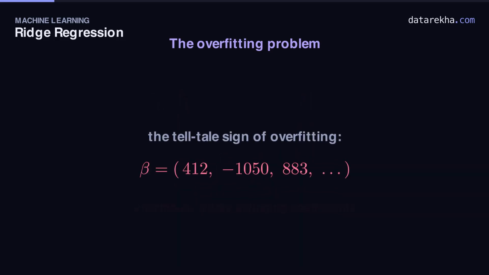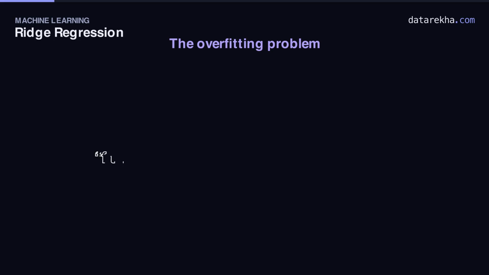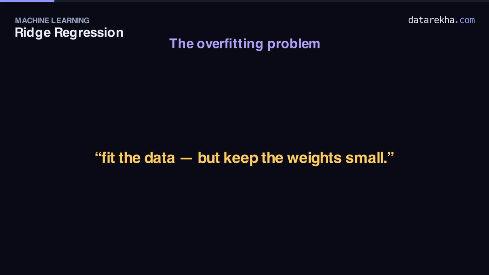To bend through all that noise, the model has to crank its coefficients up to enormous, opposing values: plus 400, minus 1000, plus 800. Huge weights fighting each other. That's the signature of overfitting. Correlated or redundant features make this even worse.